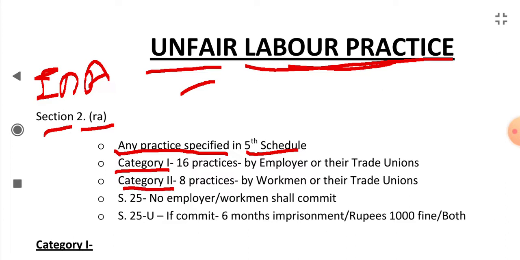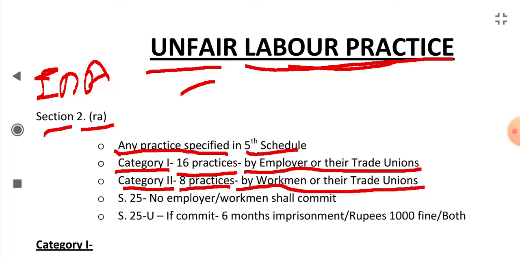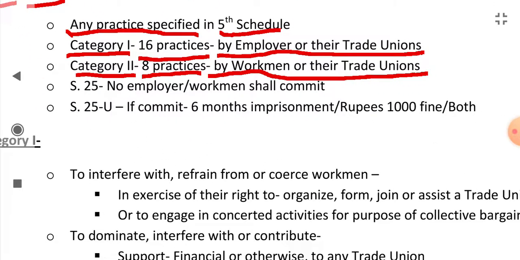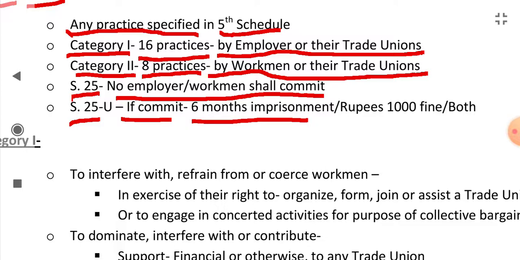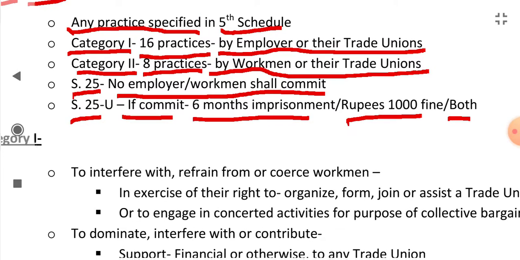In category 1 there are 16 practices which, if done by the employer or their trade unions, are called unfair labor practices. In category 2 there are 8 practices. If these practices are done by workmen or their trade unions, they are unfair labor practices. Section 25T says no employer or workman shall commit these unfair labor practices. Section 25U says if they commit these unfair labor practices, then there will be 6 months imprisonment or a fine of rupees 1000 or both.